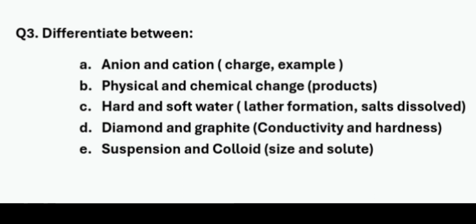Here you got to differentiate between the pairs. Against these pairs, certain points are highlighted and your differences must be very specific with respect to those points against the given pairs. Only then the differences become a scoring one. Like in the first case, it's anion and cation. You have to differentiate them based on the charges and examples for each of them.